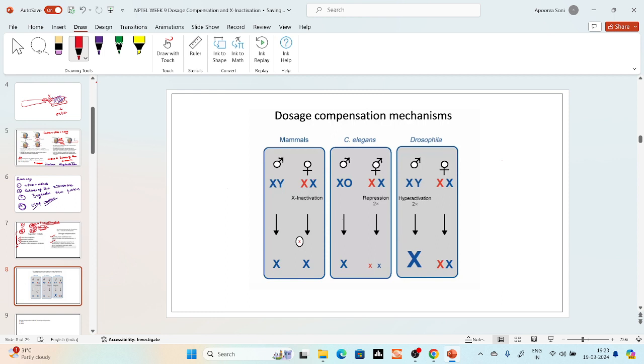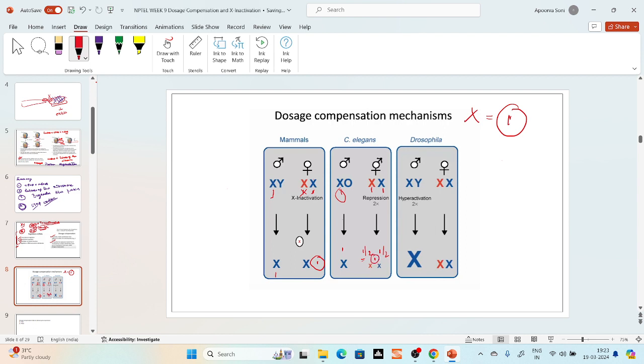Now I'll just explain it to you with a simple maths logic. Let us say 1 X gives 1 unit of expression. So this is 1 unit of expression and here also 1 unit of expression. Here there is 1 unit of expression, 1 unit of expression, but because one of the X chromosomes is inactivated, so again we get 1 unit of expression. Here there is 1 unit of expression, again 1 unit of expression, but what happens? Both of them are repressed. So now what will happen? This is 1 by 2 and this is 1 by 2. So ultimately this will also be equal to 1.